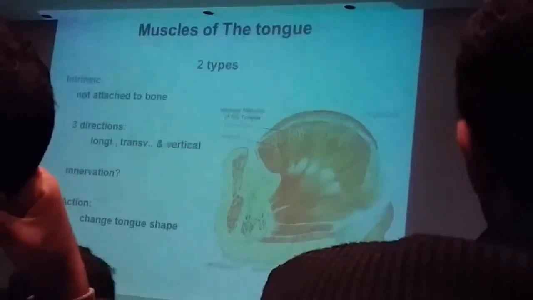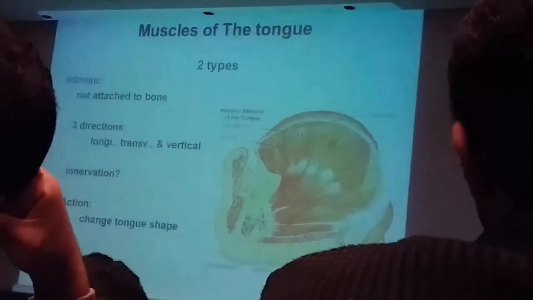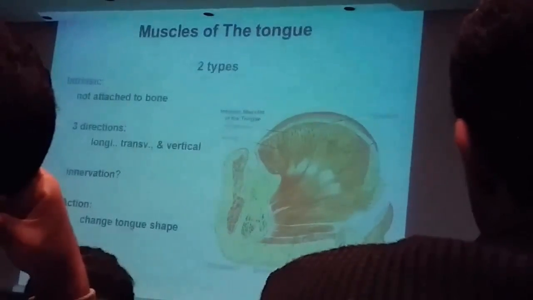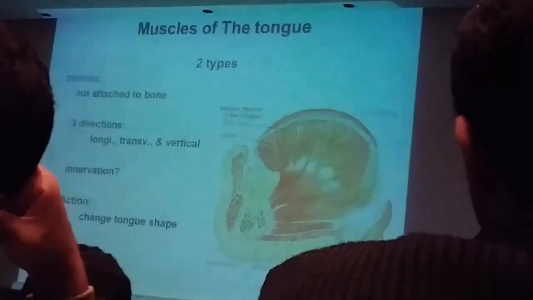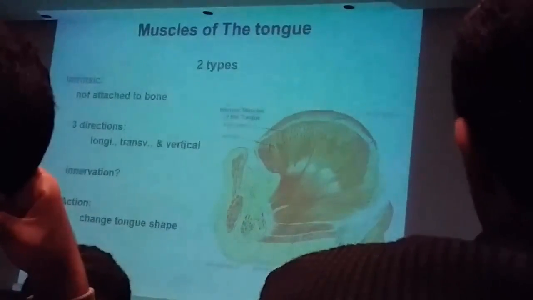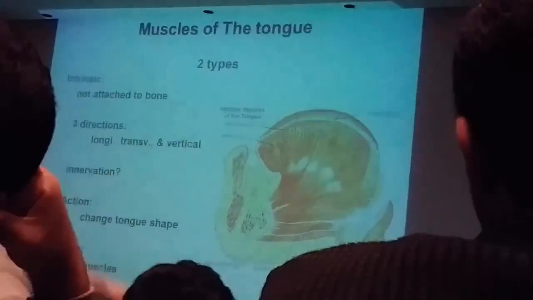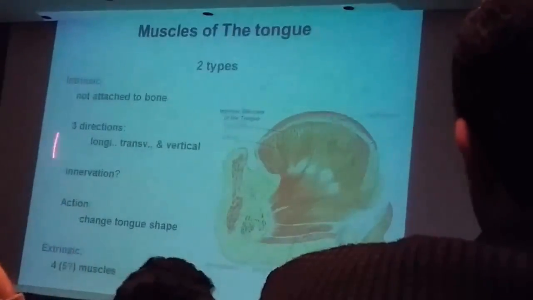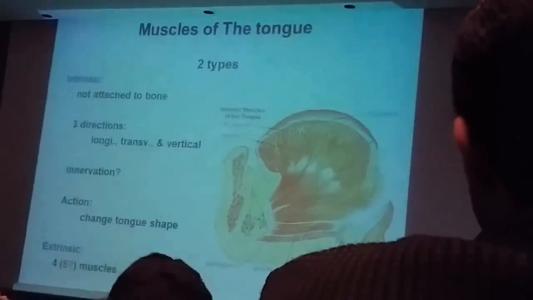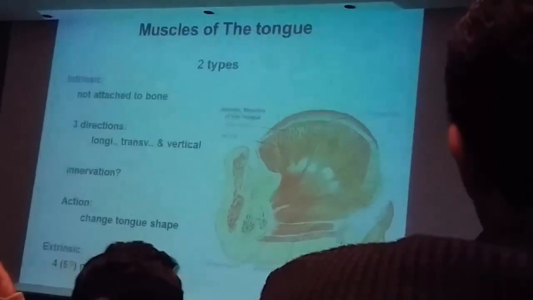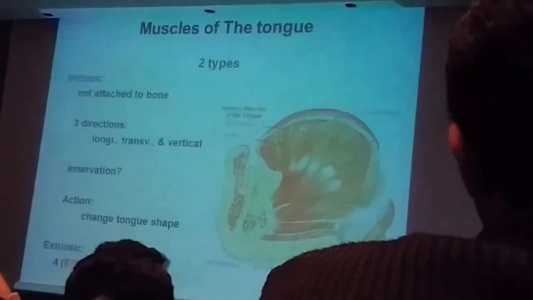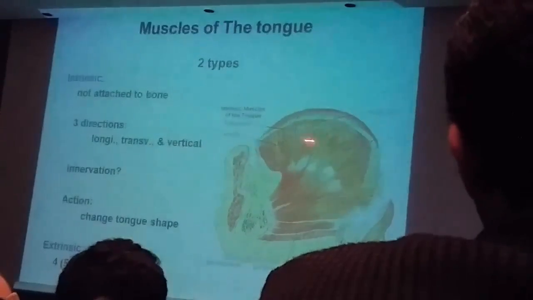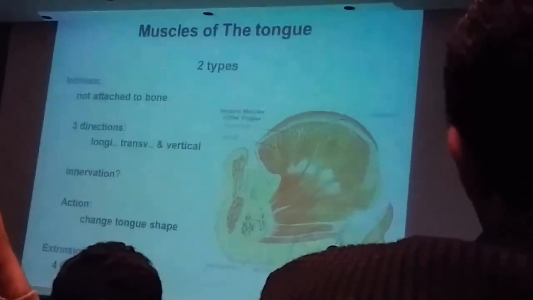All the muscles of the tongue are innervated by the hypoglossal nerve. I told you about it, remember, in the first year: cranial nerve number 12. We called it hypoglossal because it goes to the neck, then loops to reach the tongue from below. That's why they call it hypoglossal nerve. All muscles of the tongue, whether intrinsic or extrinsic, are innervated by the hypoglossal nerve except one. We will talk about it. So the intrinsic muscles, which change the shape of the tongue, are innervated by the hypoglossal nerve.